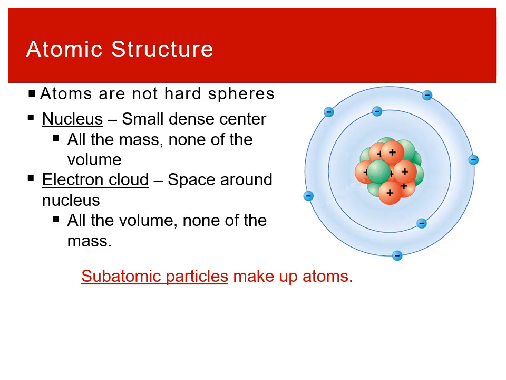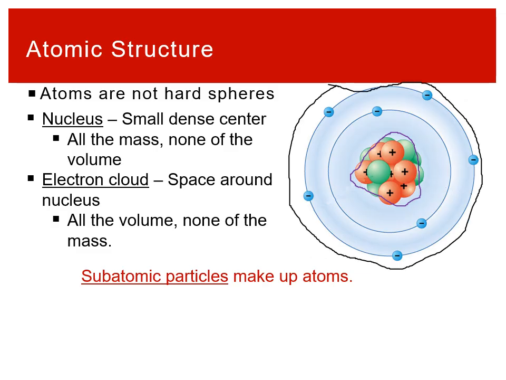If we have this graph over here, the nucleus would be this middle part right here. And then everything else on the outside we can see is this electron cloud. And so we can see that there are these 2 regions. The nucleus is small and dense. This is all of the mass and none of the volume. Okay, so all the mass is here, but not the volume. The electron cloud, which is all that extra space, is all the volume, but very little of the mass.